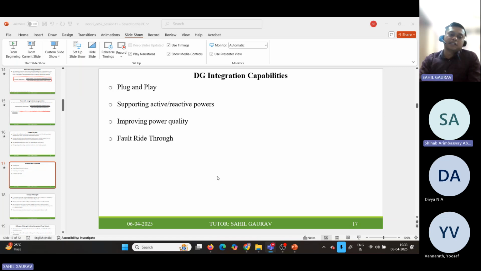Whatever I know, DG is integrated through some inverter. So your inverter should be capable of handling some transition in voltage level. Your inverter should not go into an unstable region. Your inverter should be capable of handling the fault, like low voltage or high voltage, for some part of time.